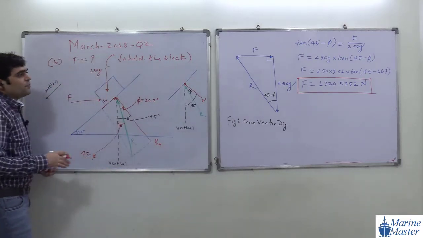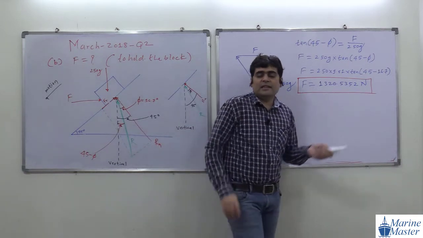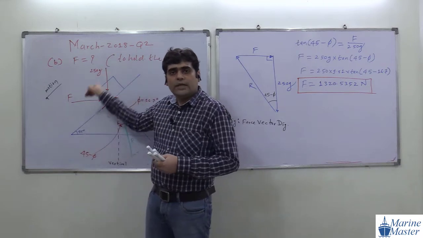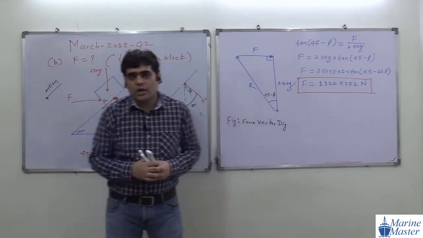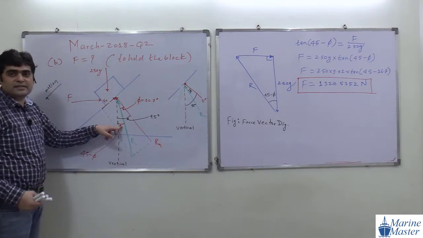Means if the force is less than this, then we are not able to hold the block. Block will go down the plane. Okay. You got this point? You got this concept? How we are getting 45 minus pi, this angle?